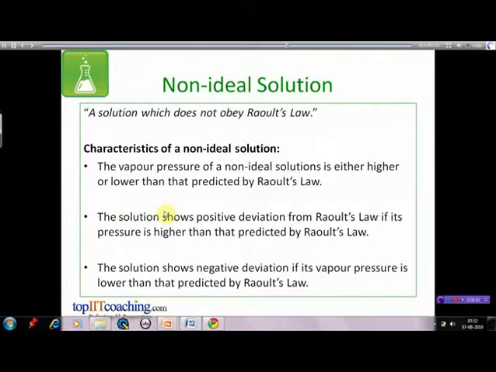The solution shows positive deviation from Raoult's law if its vapor pressure is higher than that predicted by Raoult's law. And the solution will show negative deviation in the graph if its observed vapor pressure is lower than that predicted by Raoult's law. The vapor pressures predicted by Raoult's law will be those for ideal solutions.